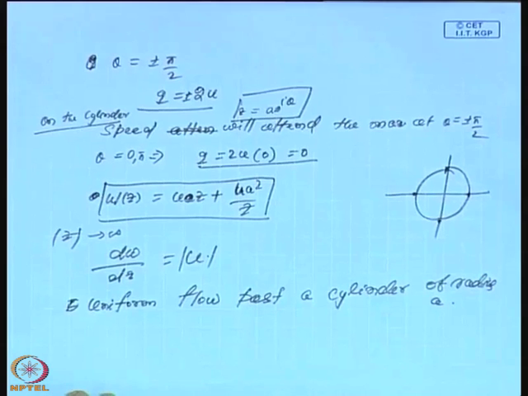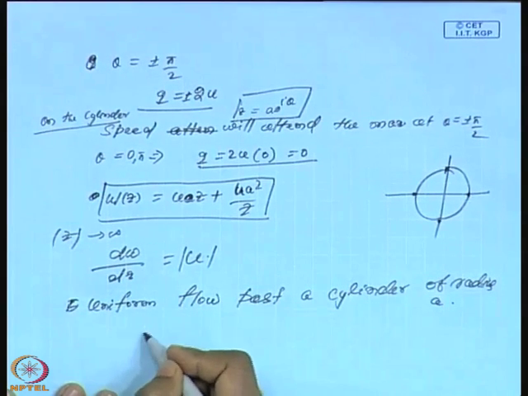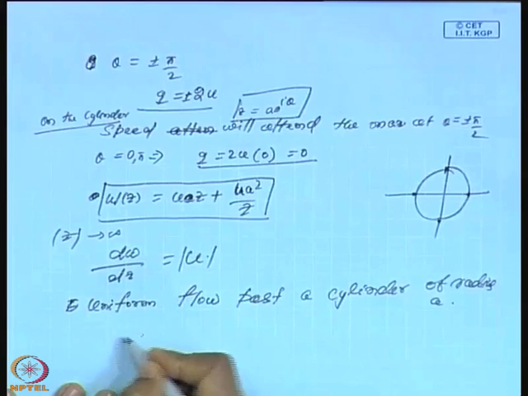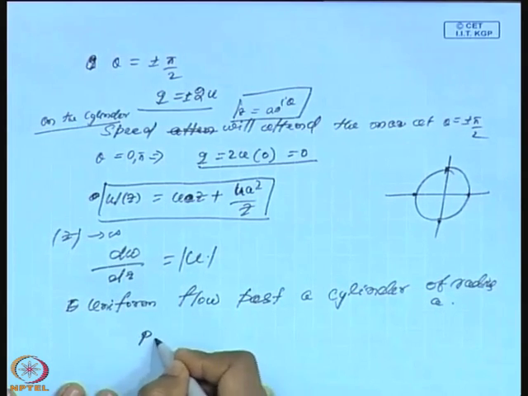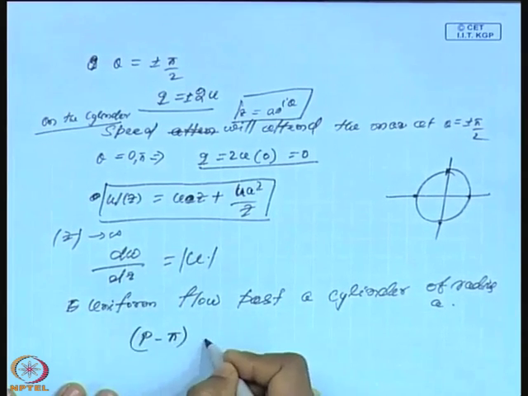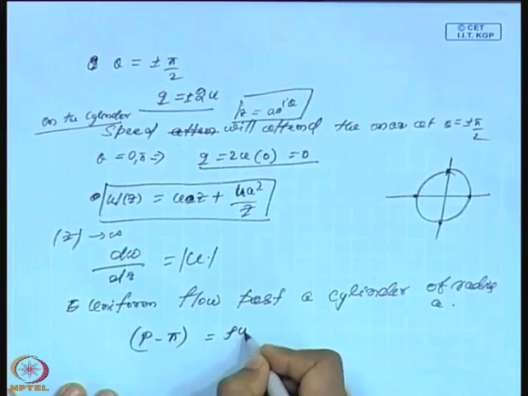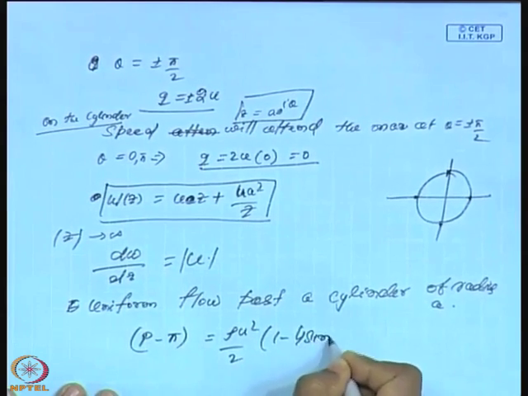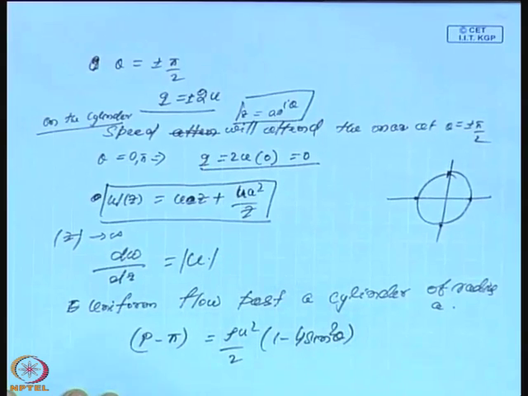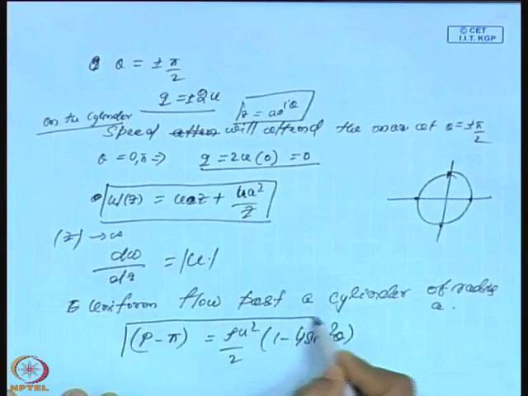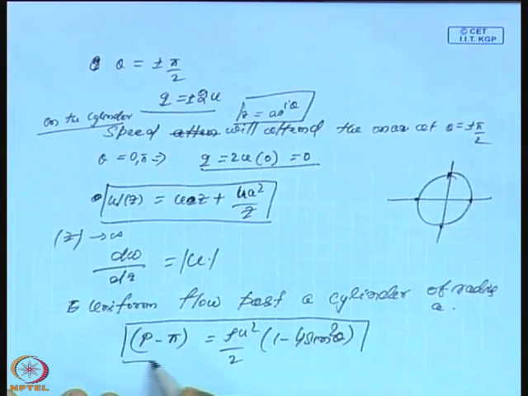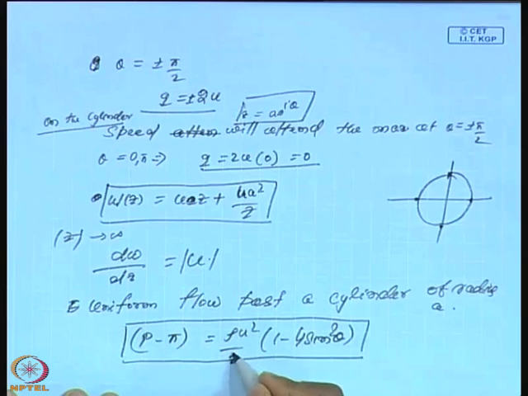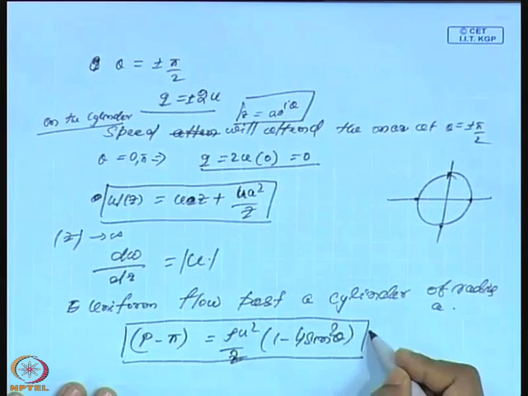Another thing is here, from the application of Bernoulli's equation, if p∞ is the pressure at infinity, then p minus p∞ equals ρu²/2 into (1 minus 4 sin²θ). This result we have derived by using Bernoulli's equation when we did the application of the equation of motion. You can recall, this is a very important result.